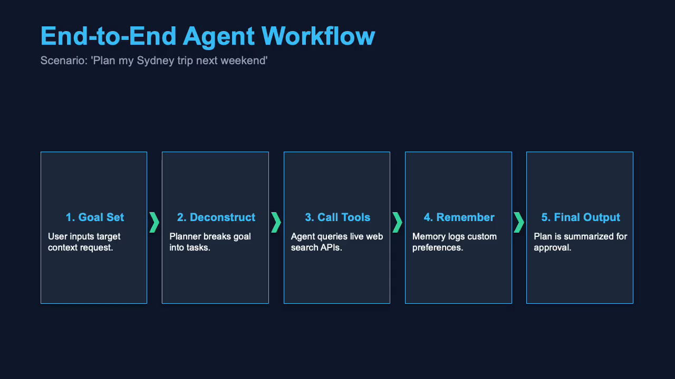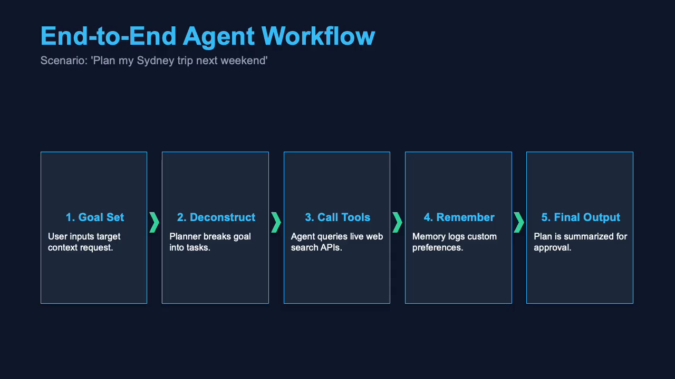The agent does not jump straight to picking a random flight. Instead, it passes this goal to the planner. So what does the planner do? It breaks the goal into tasks. The planner model reads the sentence and turns it into a clear checklist. Task 1 is check what dates next weekend means. Task 2, find flights to Singapore. Task 3, find hotels in a good area.